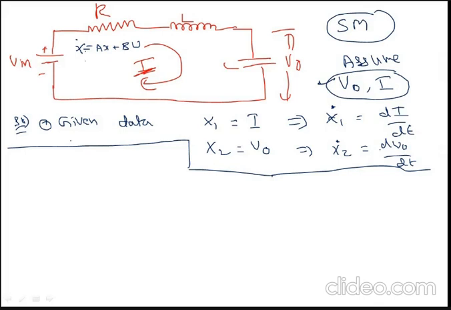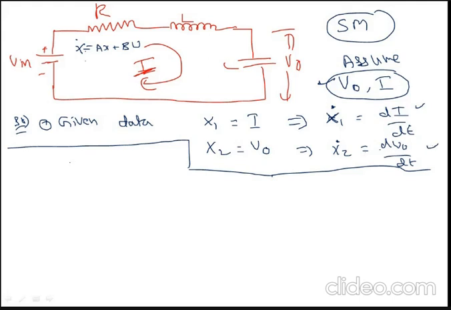So here, I need to write one expression to get the matrix. Two variables, so a 2 by 2 matrix will come. I need to get a mathematical expression for di by dt, and one more equation for dV naught by dt.